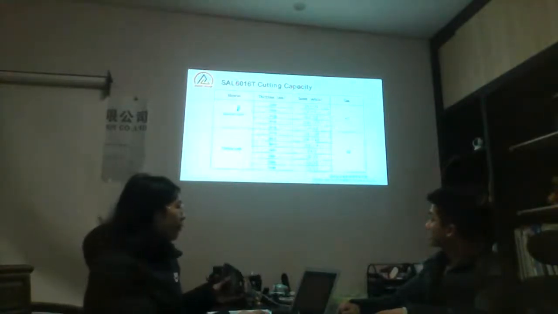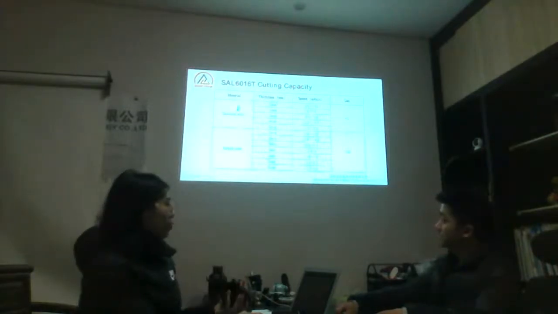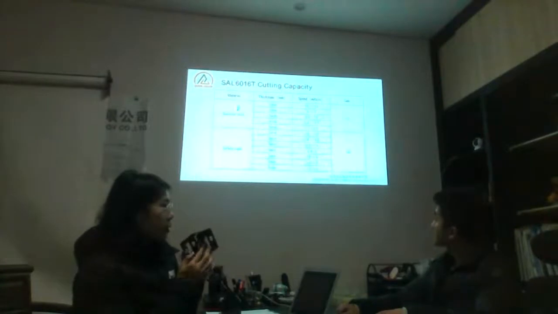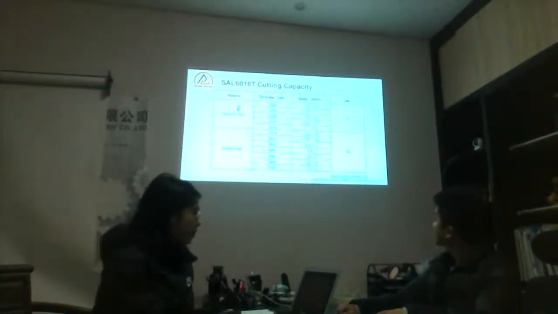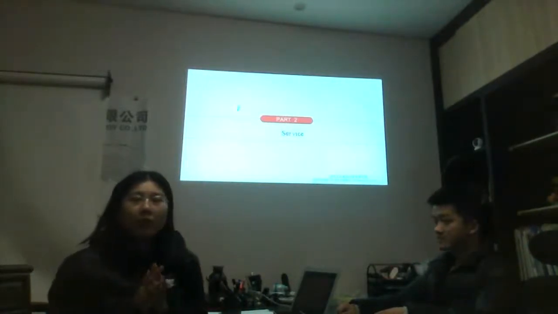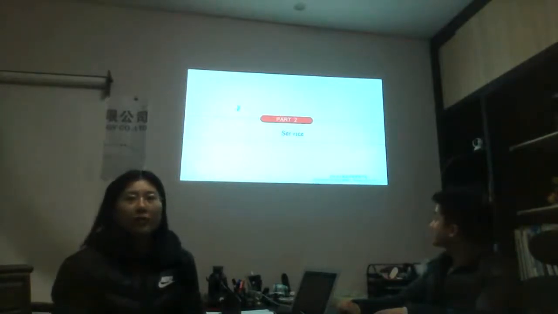And different thicknesses have different working speeds. If the thickness is very thin, the speed will be fast. And the above is for our specialized cutting machine for tubes and pipes.